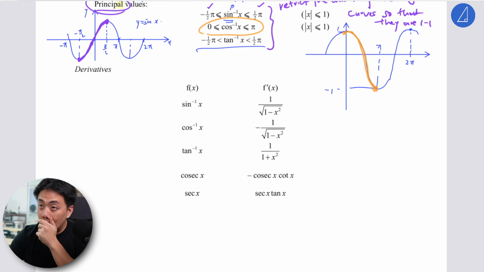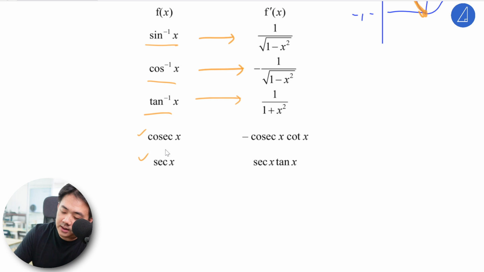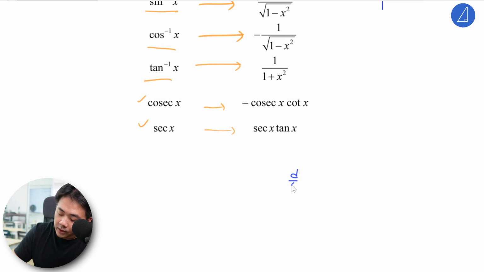Remember this, for derivative, right? You can show this guy. This guy can be shown. You can be asked to show that the derivative of this guy is this guy. Then obviously showing cosecant to this guy is not very hard. You just need to show the derivative of cosecant x.